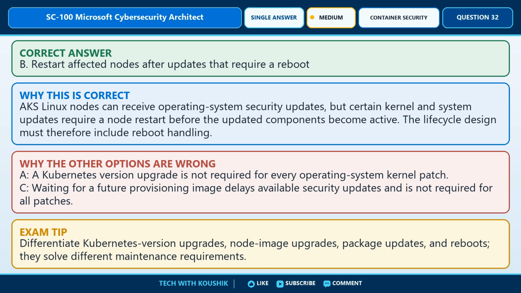Why are the other options not correct? A. A Kubernetes version upgrade is not required for every operating system kernel patch. C. Waiting for a future provisioning image delays available security updates and is not required for all patches. Exam tip. Differentiate Kubernetes version upgrades, node image upgrades, package updates, and reboots. They solve different maintenance requirements.